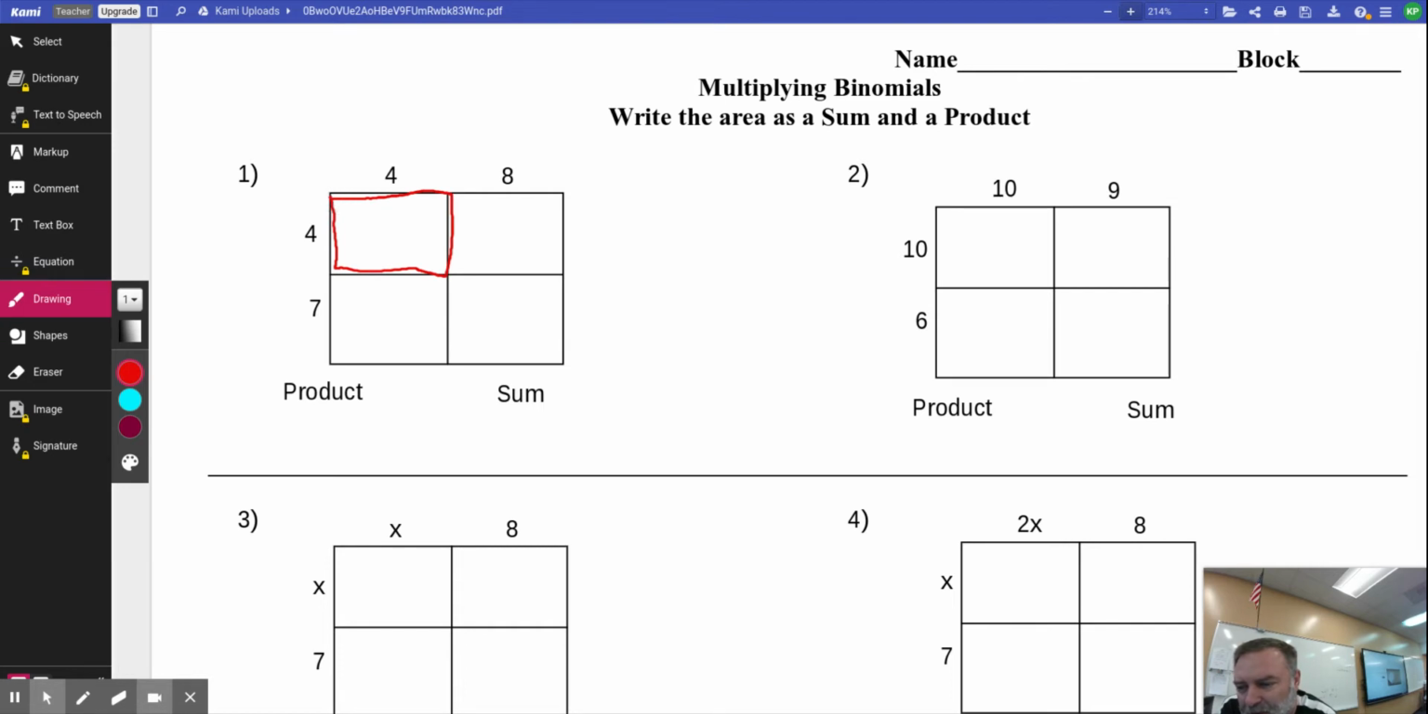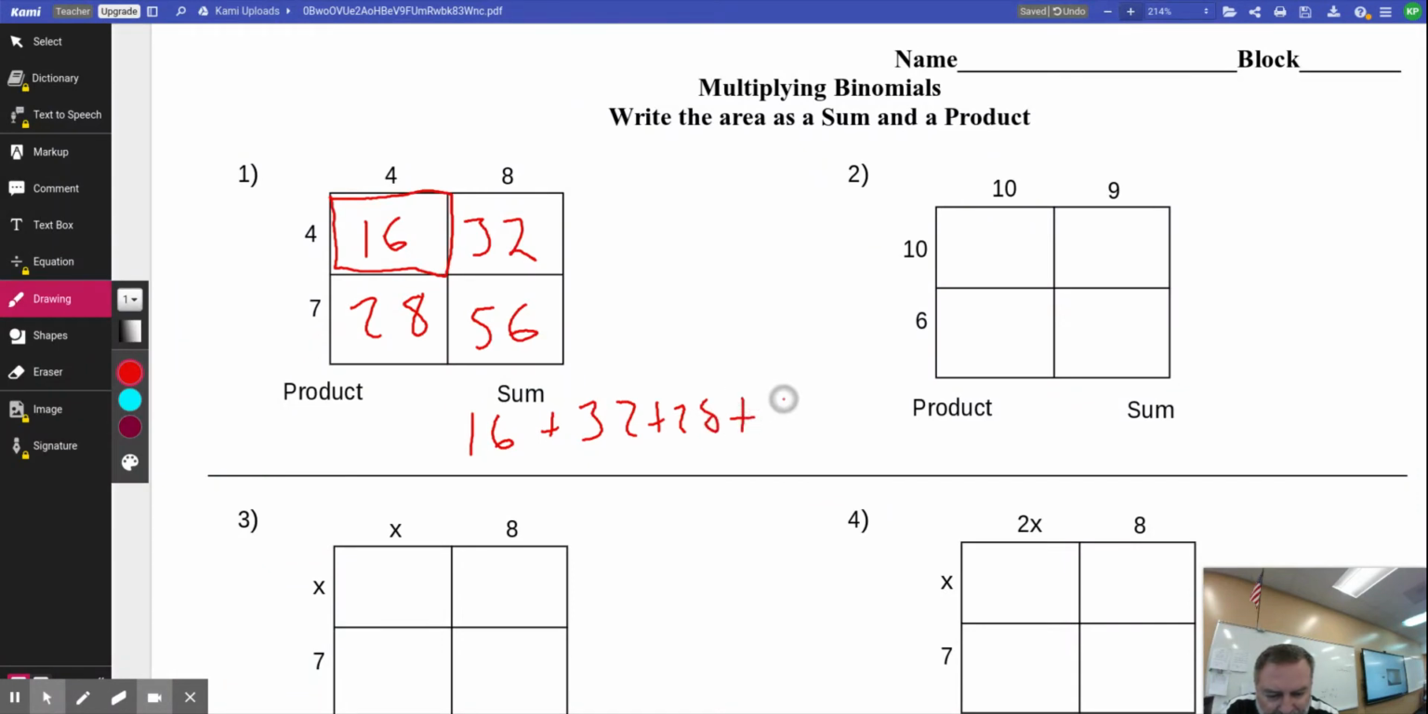So that's 4 times 4, which is 16. 4 times 8 gives me the 32. 4 times 7 is 28. And this is my 56, because it's 7 times 8. Now I can add all those together: 16 plus 32 plus 28 plus 56.